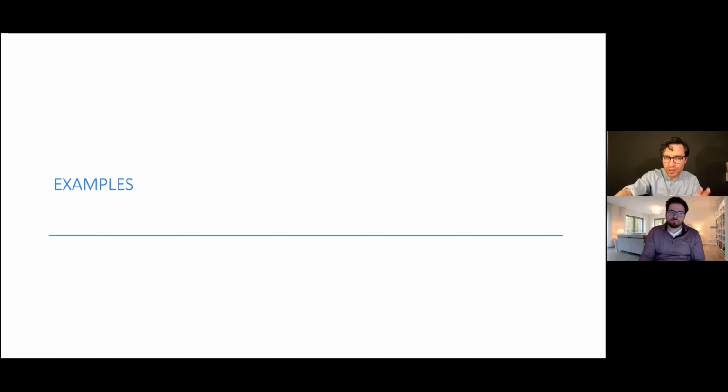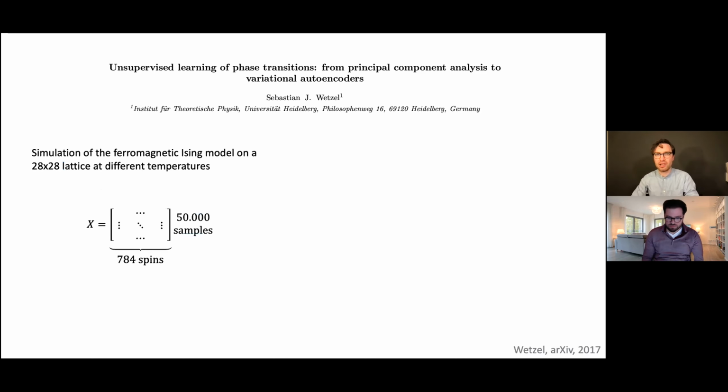Now, what will happen if we come from the other side, from the data science perspective? And that's a paper here on arXiv by Sebastian Wetzel. And what he did was he did a simulation of a ferromagnetic Ising model on a 28 by 28 lattice at different temperatures. And so 28 by 28 gives you 784 spins, right? And he recorded the state of all these spins in 50,000 different samples at different temperatures. And now you have a data matrix with 784 dimensions, right?